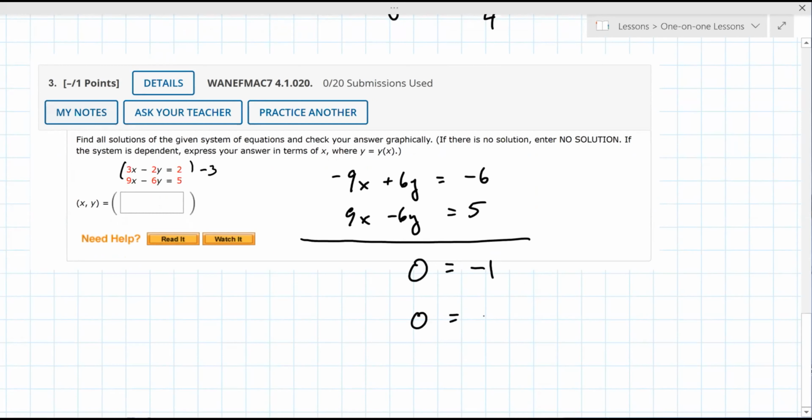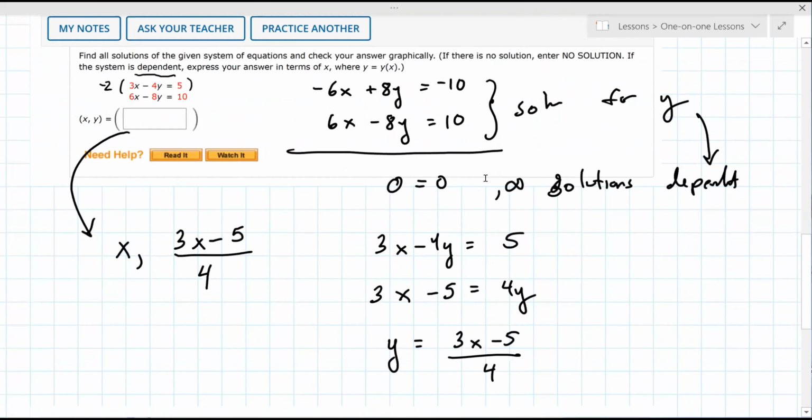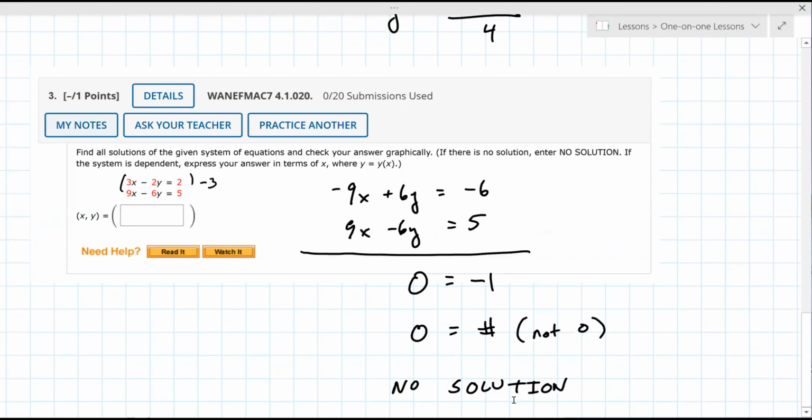It says 0 equals a number, but the number is not 0. This means that there is no solution. So those are the two exceptions you're going to see in the first three problems. The first problem had a nice solution. Great. Very happy. Second one was dependent because you got 0 equals 0. You have to have that in your notes. And then the last one is 0 equals a number, no solution.